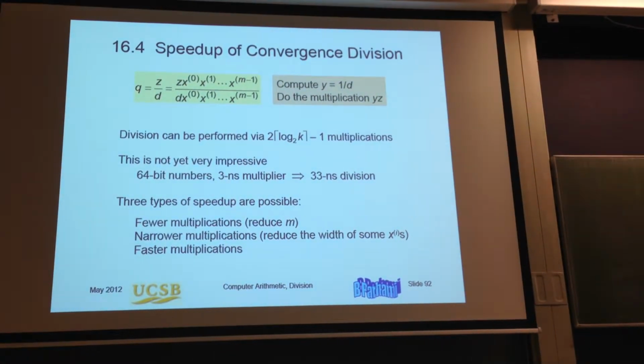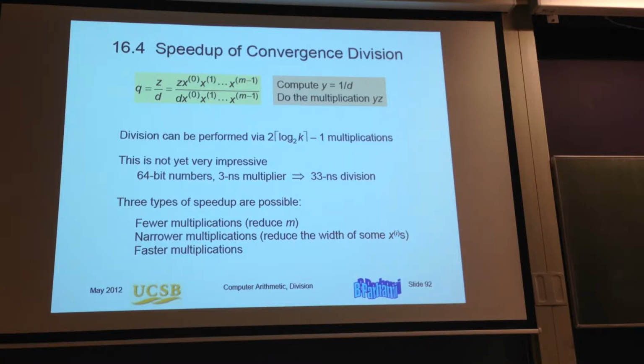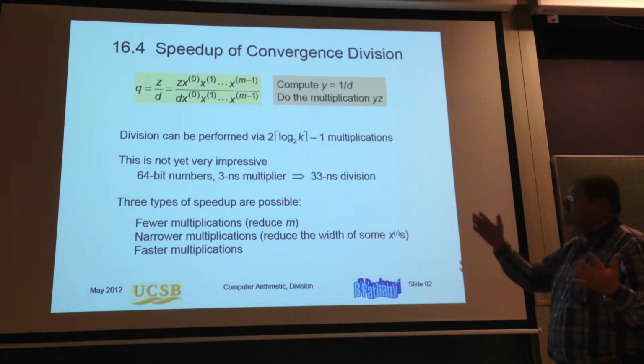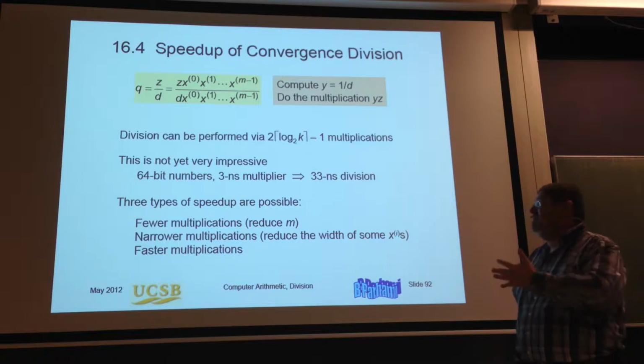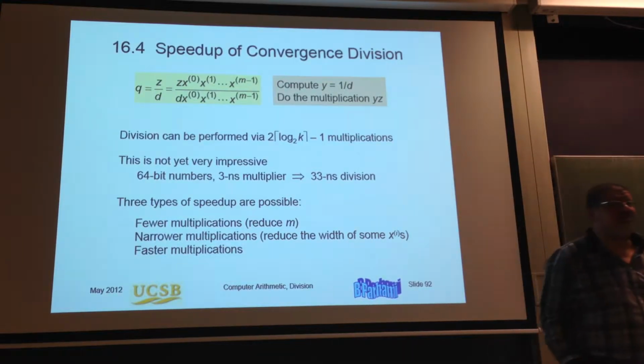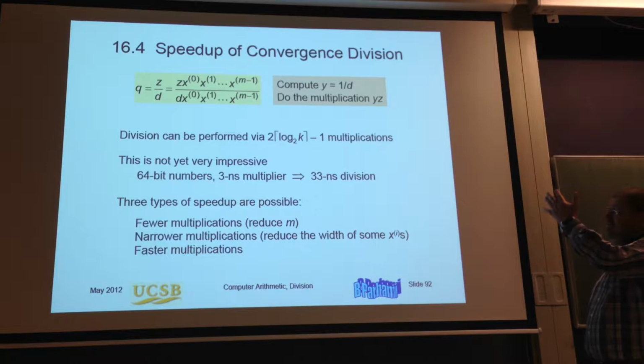Now, we are kind of revisiting the story of division by repeated multiplications, and we are trying to see how we can speed it up. And in here it's an example: I want 64-bit numbers, I have a 3 nanosecond multiplier, which is from the Stone Age. Today, it's very slow, and the time will be about 33 nanoseconds. Now, the question is, how can I do a better job?